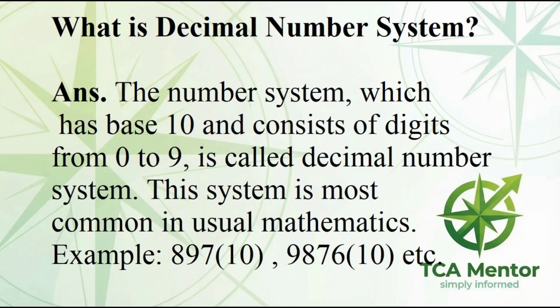What is decimal number system? ANS. The number system, which is base 10 and consists of digits from 0 to 9, is called decimal number system. This system is most common in usual mathematics. Example, 897, 10, 98, 76, 10, etc.